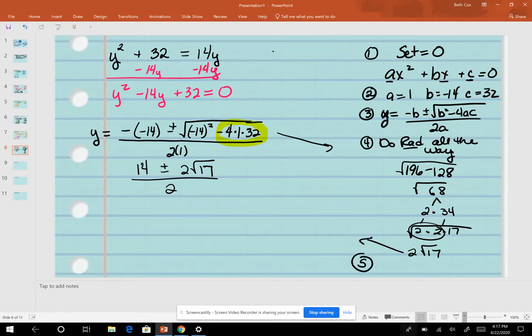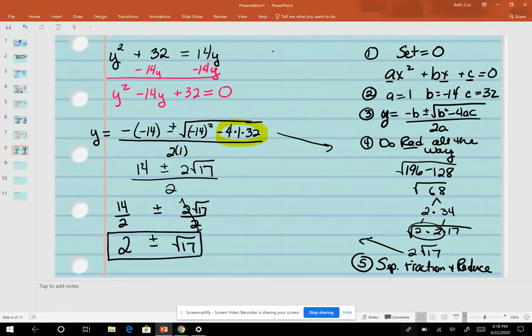Okay, so now the last step that I recommend is to separate your fraction and reduce. So we're going to separate our fractions. I have 14 over 2 plus or minus 2 square roots of 17 over 2. And each one of these fractions will reduce. This reduces to 7. That's a 1. So it's just the square root of 17. And that is my official answer: 7 plus or minus the square root of 17.